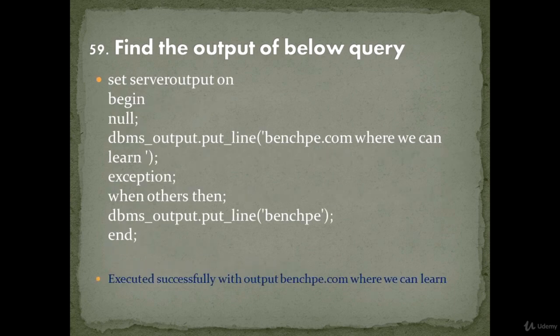Clear? Question number 59. Find the output of below query. Set server output on, begin null, dbms_output.put_line('benchway.com, where we can learn'). Exception when others then dbms_output.put_line('benchway'). If you see this piece of code, dbms_output.put_line('benchway.com, where we can learn'), this string is inside between begin and end. Okay, there is one null, but null will not create any impact. So this query will run successfully with output benchway.com, where we can learn. Clear? Execute this piece of code on your machine and you will find the output.